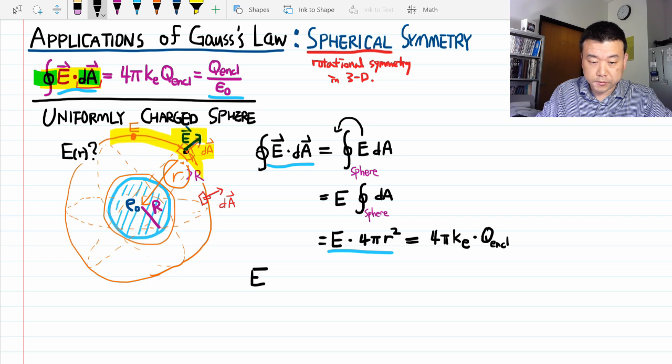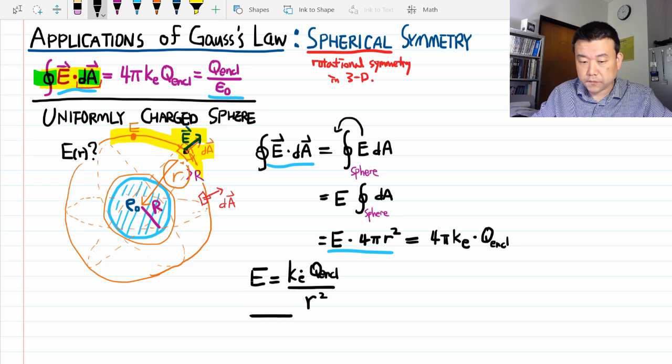Electric field is equal to charge enclosed. The 4 pi's cancel, so times Ke, Coulomb's constant, over r squared. This should look familiar because this was Coulomb's law. Now what's different here is Coulomb's law was for point charges. This is electric field of a sphere outside of the sphere.